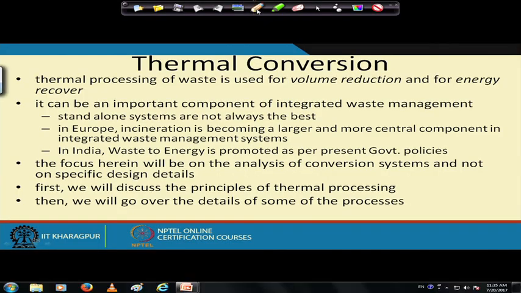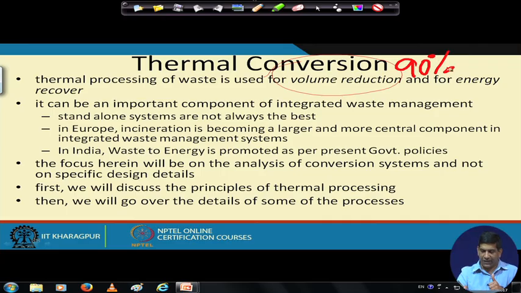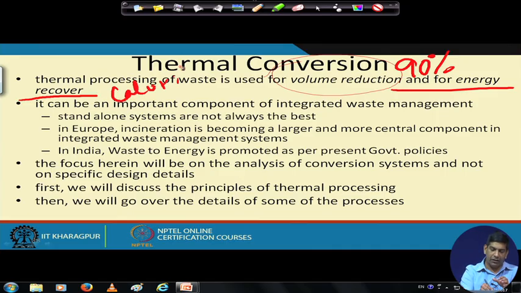One of the major aspects here is this volume reduction. So what is this volume reduction? If you start with say 100 tons of garbage, you end up with 10 tons. So almost 90% volume reduction happens if you go for a waste incineration process. And also we are looking at the energy recovery. When we are talking about energy recovery, the calorific value becomes very important. The calorific value of the garbage is very important, and that's what I was trying to tell you in the previous video, that we have to be really careful with this calorific value.